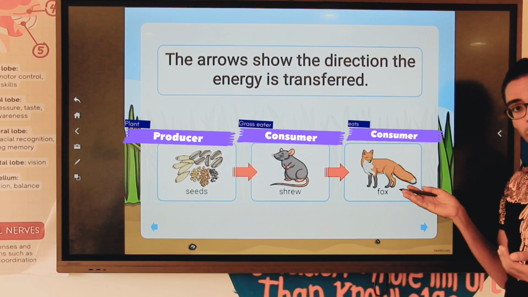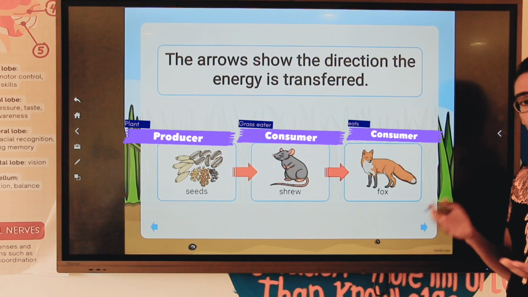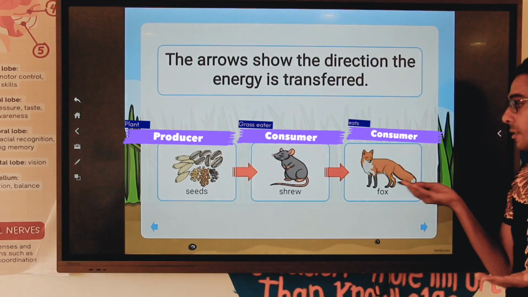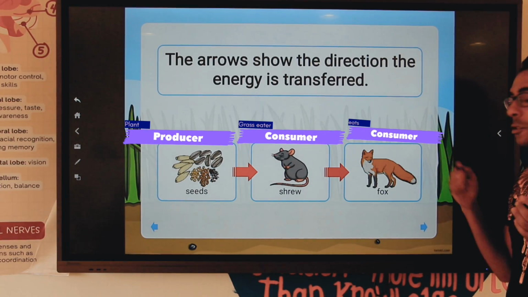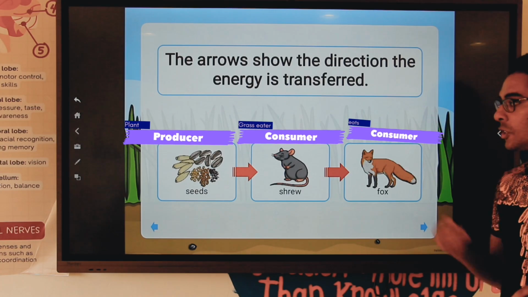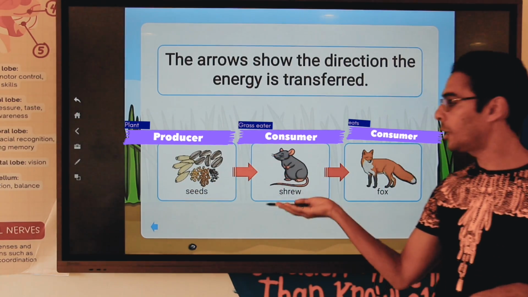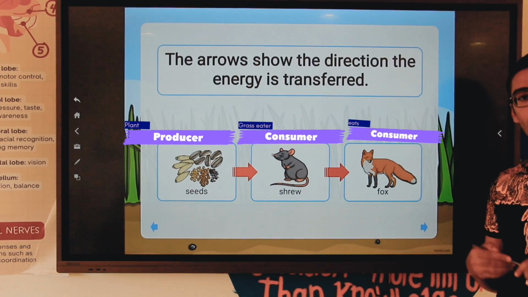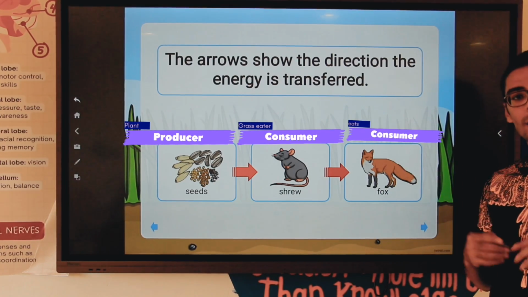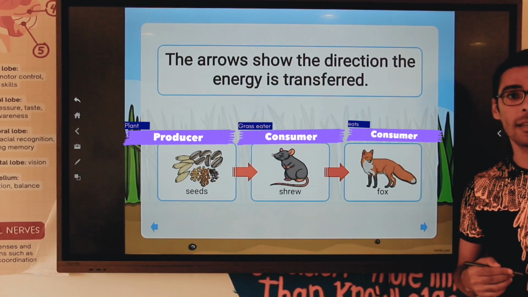The next one, which is another consumer, is going to be the second one. In the sequence, in the arrangement, this is going to be the second one. So in such a case, we call this animal a secondary consumer. So a producer, primary consumer, and secondary consumer are the basic items to form an energy chain.